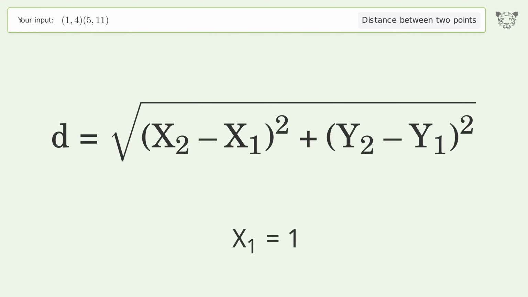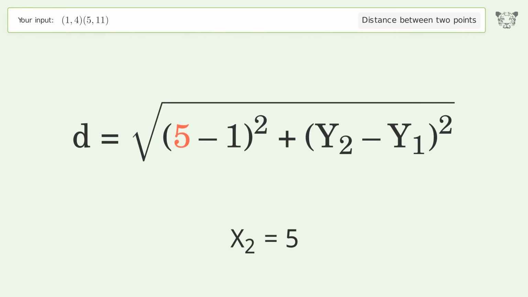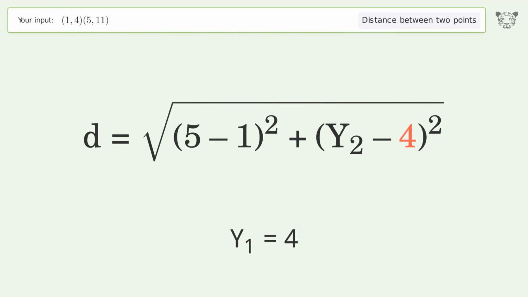x1 equals 1. x2 equals 5. y1 equals 4. y2 equals 11.